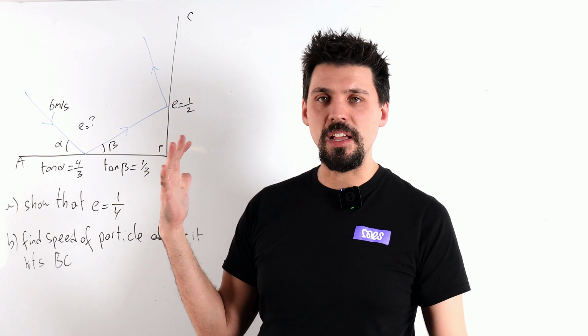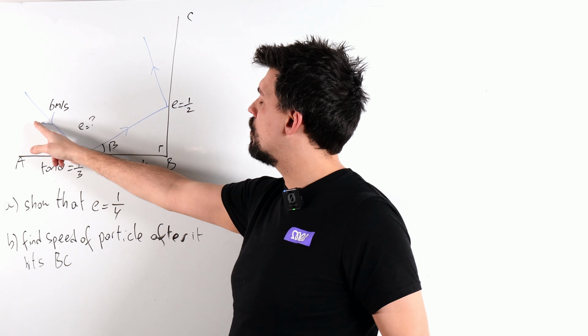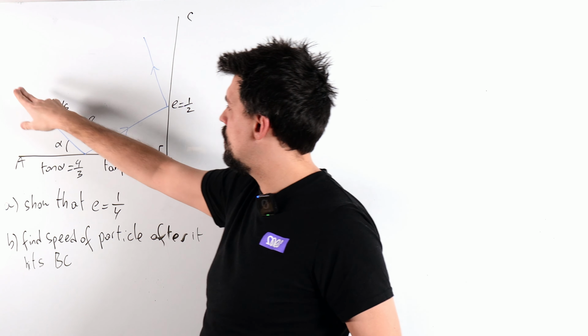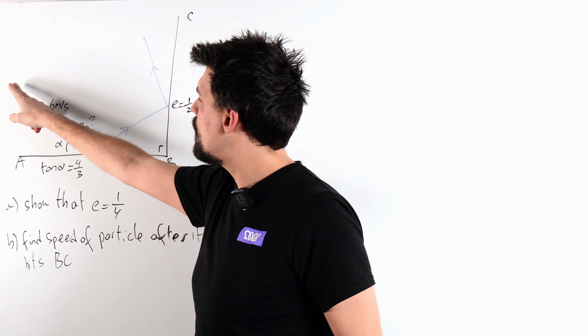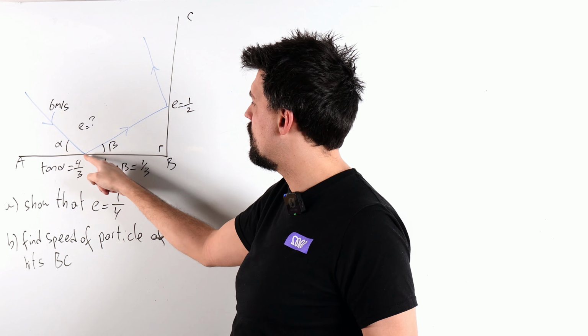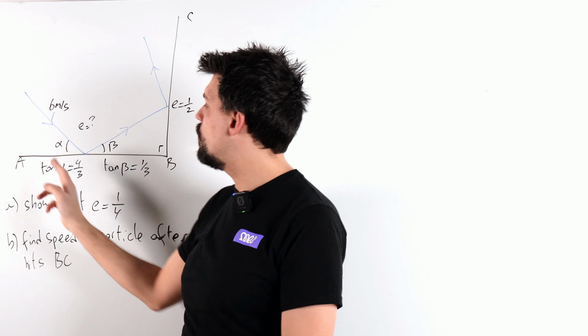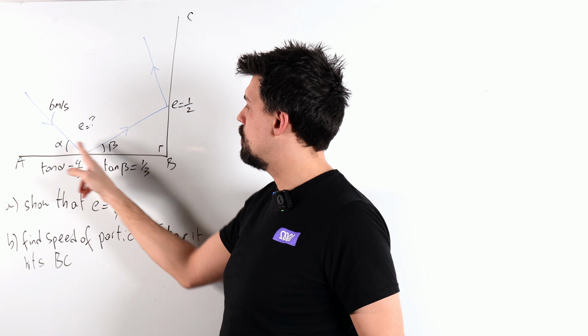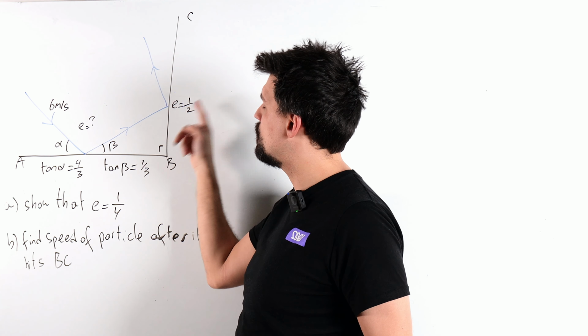There's a whole blurb of text that goes with this question, but really what it boils down to is this. We send a ball coming in. This is a top-down view on a smooth surface and it's going to hit these two smooth walls. It's going to come in at 6 meters per second at an angle alpha, ping off at an angle beta, ping off here. What do we know? We know that tan alpha is 4/3. We know that tan beta is 1/3. We know the coefficient of restitution at this point is 1/2.